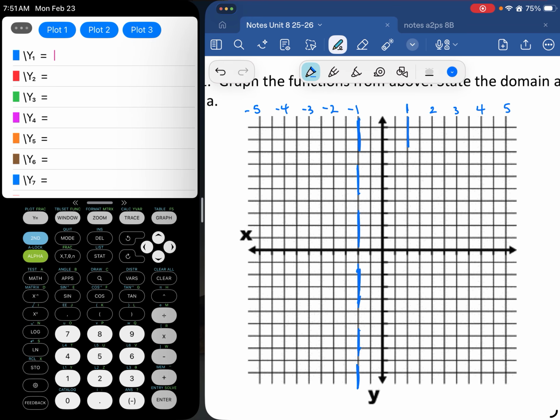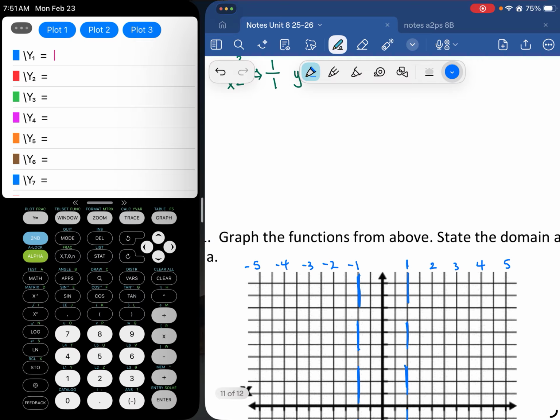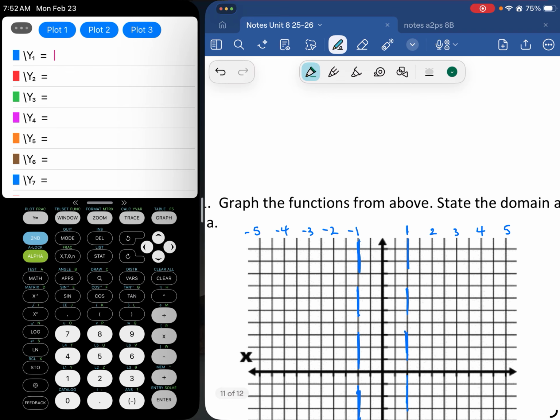And +1. Remember, I'm going by half steps. And then we said I had a horizontal asymptote at +1. So I'm going to come up here, and we're going to do those by ones as well. So +1's going to be here.